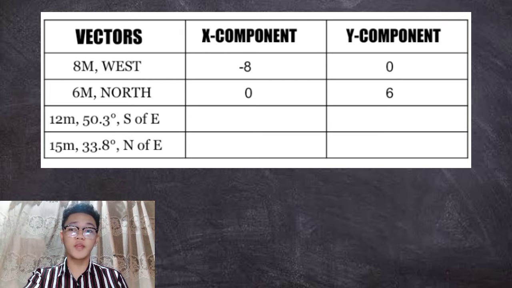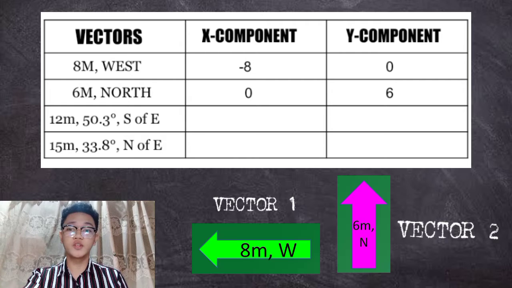For vector 1, we have the x component, which is negative 8 because the direction is on the left, which could be negative. And for the y component, we have 0 because it's only on a single direction. For vector 2, for the y component, we have 6, and for the x component, we have 0, which is also on a single direction.